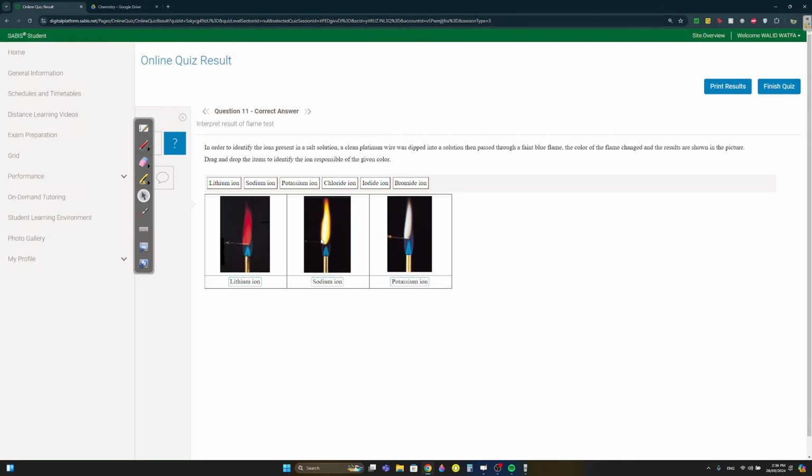This isn't brick red. This is obviously yellow, right? It's sodium. And this one is kind of turning purple. It would be potassium. If it was blue, that would be copper.